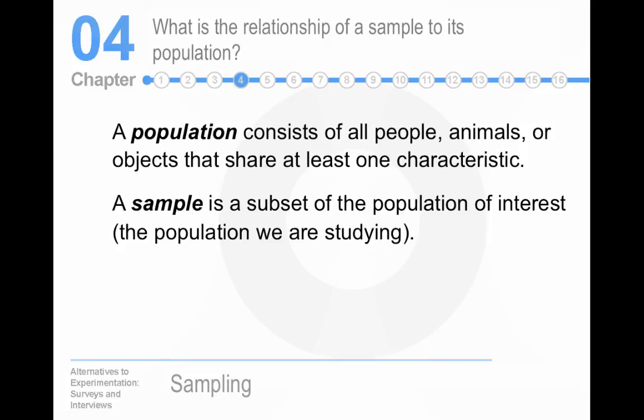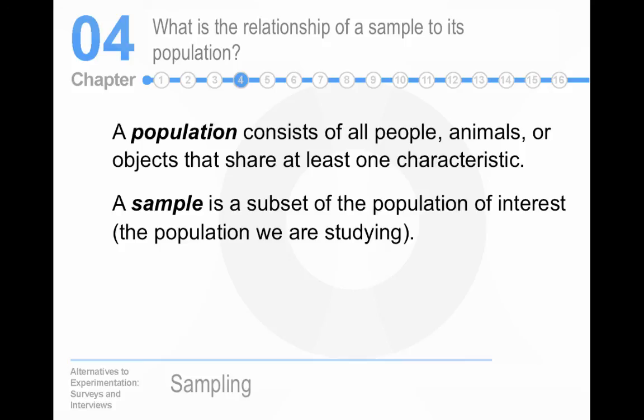What is a sample versus a population? Well, a population is any group that shares at least one characteristic. Now, they could share multiple characteristics. You could have a population of male American asthmatics because they all share those characteristics. A sample is a subset. Samples are much smaller than populations.